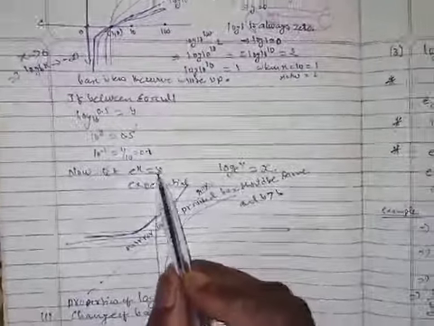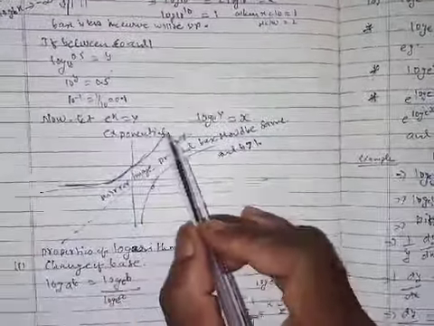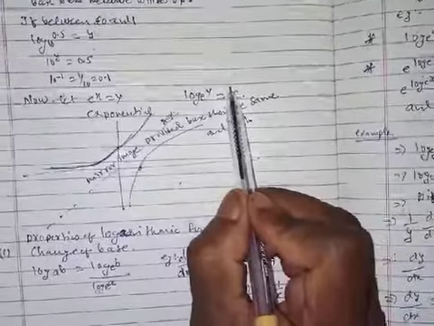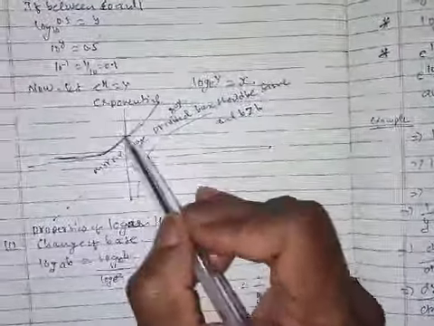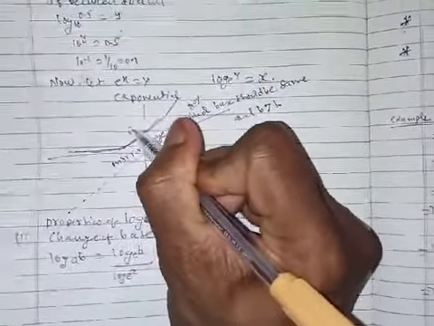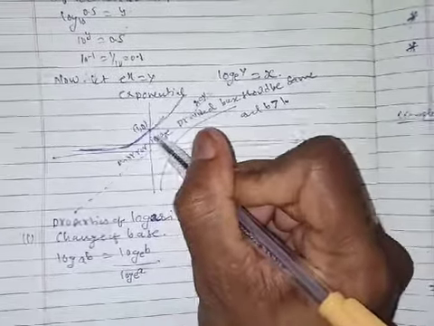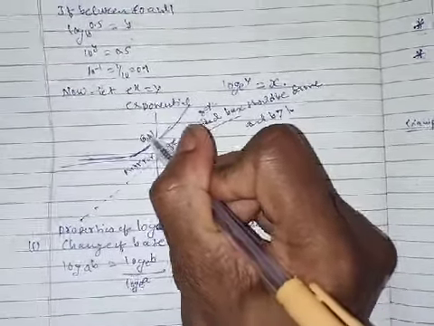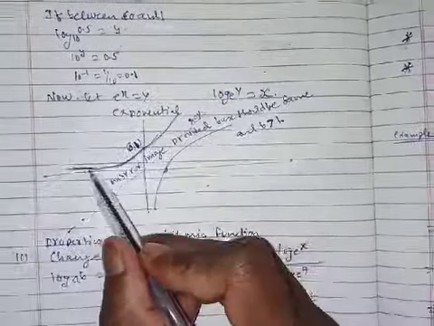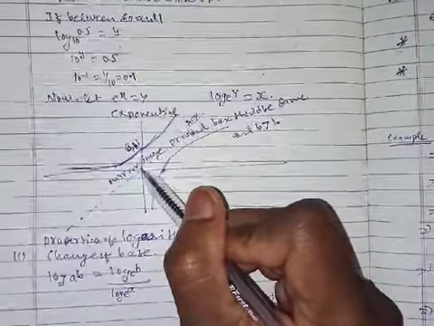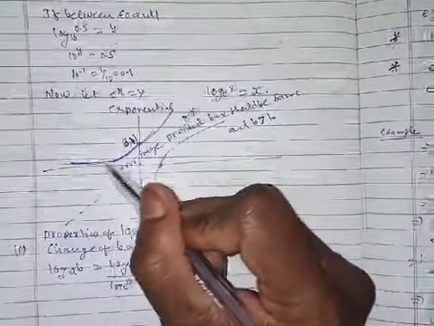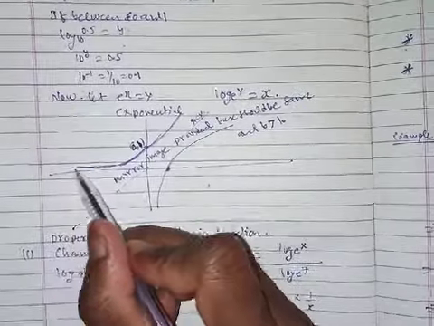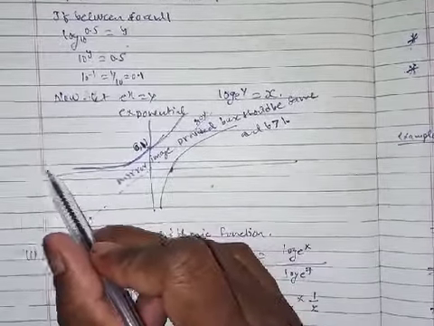Let's take e raised to x. What is e raised to x? It is an exponential function. And its inverse operation is log: log e of y is equal to x. This is a logarithmic function. As I explained to you, the exponential function passes through 0, 1. Exponential function always passes through 0, 1, that is x is equal to 0 and y is 1. You know that this is an exponential function, and as I explained before, the exponential function will tend to become 0, but it will never become 0.